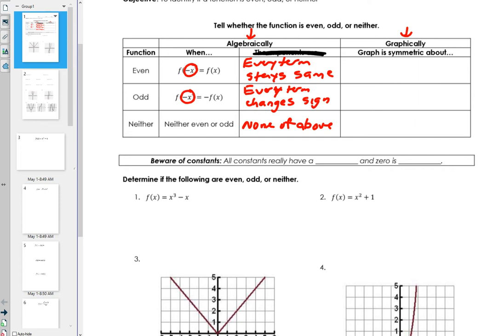Graphically, an even function has y-axis symmetry. So if you were to draw an imaginary line down the middle of the y-axis, each side should look like a mirror image of the other side.